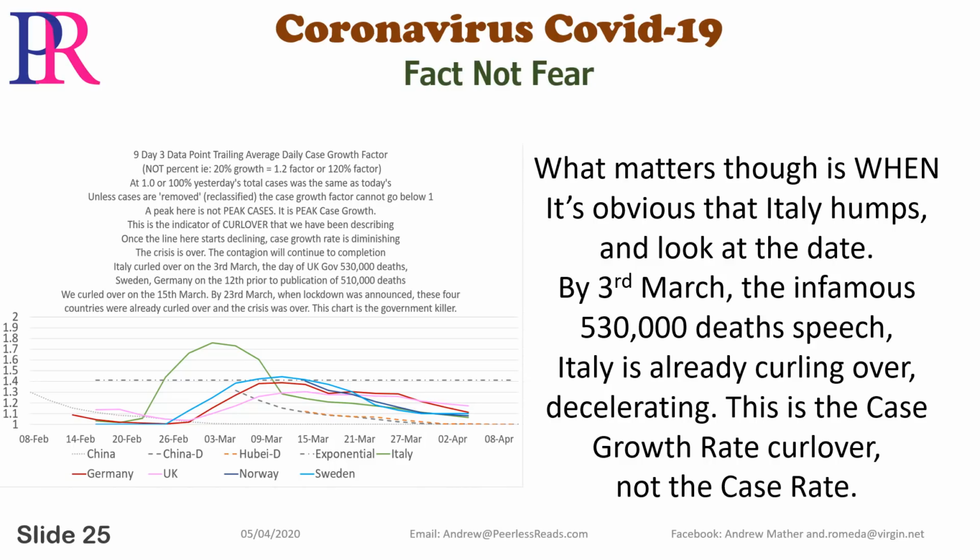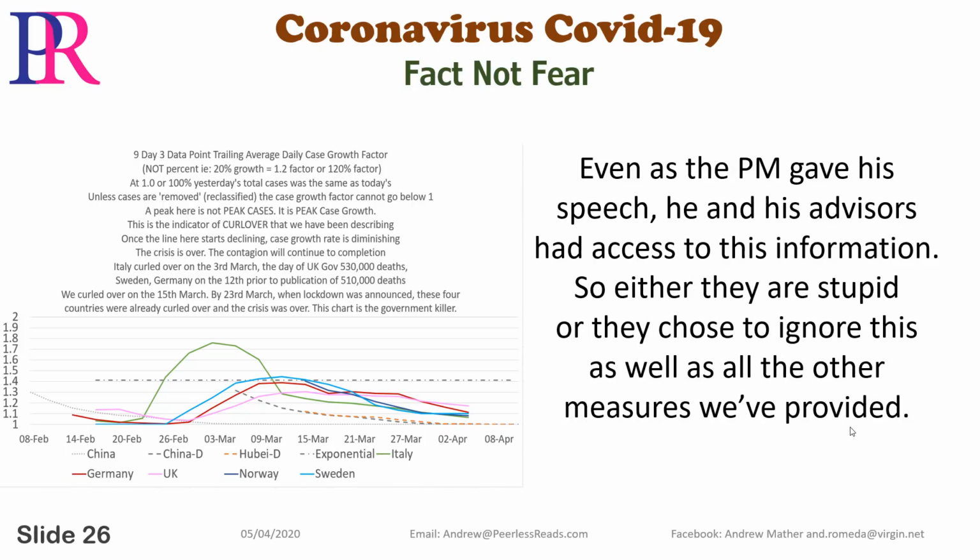By 3rd of March, the infamous 530,000 deaths speech, Italy is already curling over, decelerating. This is the case growth rate, curl over, not the case rate. Even as the PM gave his speech, he and his advisors had access to this information. So either they are stupid or they chose to ignore this as well as all the other measures we've provided.